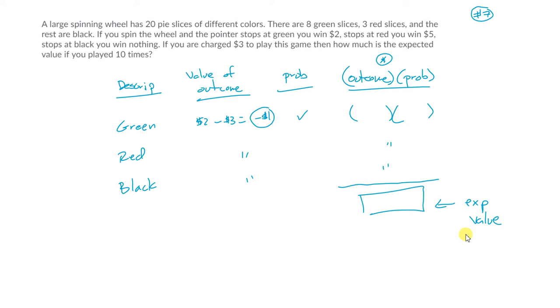Now, that's the expected value for one play of the game. In this case, they want to know what it is if you play 10 times. So if this is the expected value for one play, for 10 plays, you just multiply by 10. Take this answer, which is for one round, and multiply it by 10 to get 10 rounds. Not too bad, right? There you go. Okay, let's go to number 8.